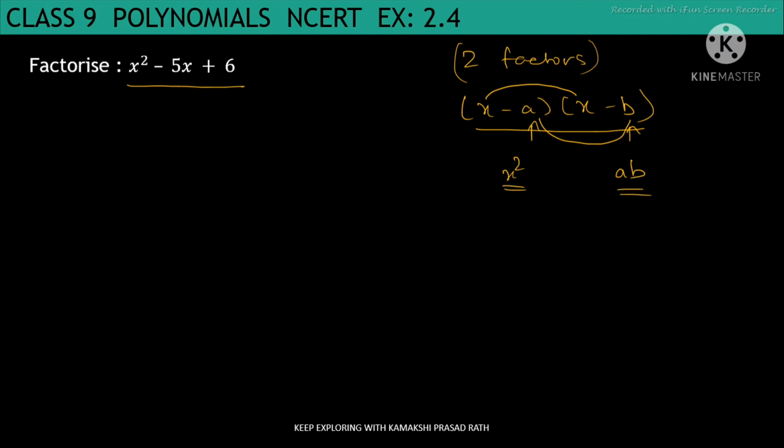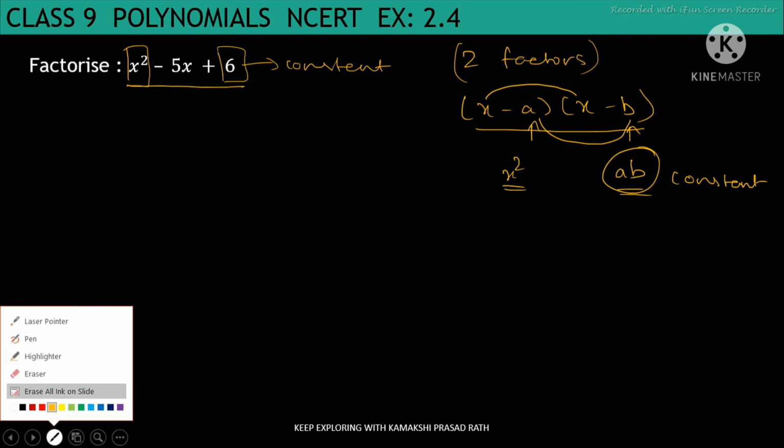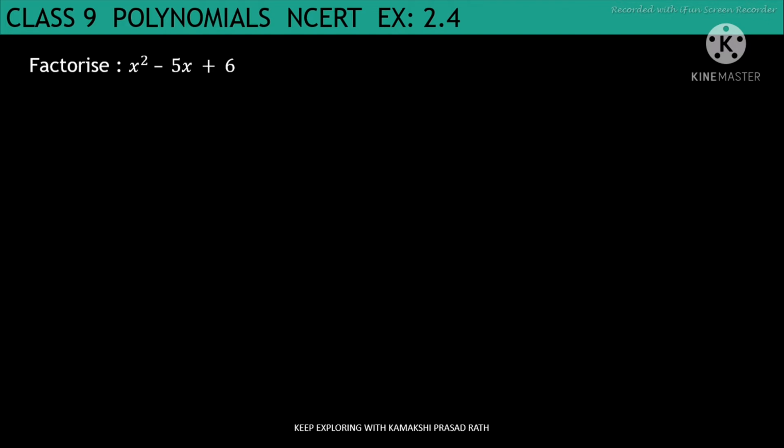So if we compare this with our question, we see that the first term is x squared and the last term is 6. 6 is nothing but our constant term. So here also we have ab as the constant. So our main aim is to find a and b from this. So let's see here. First consider the constant value here. The constant is 6. We can consider this constant only when we have x squared, meaning the coefficient of x squared is 1. Then only we can consider this as a constant value. Okay, so later on we'll see some more problems.